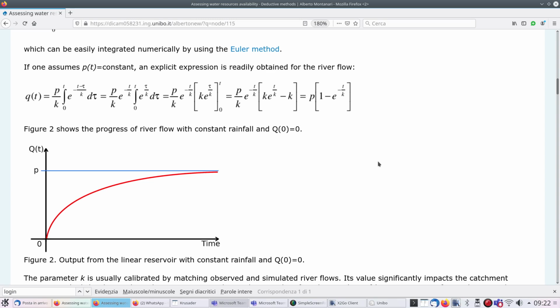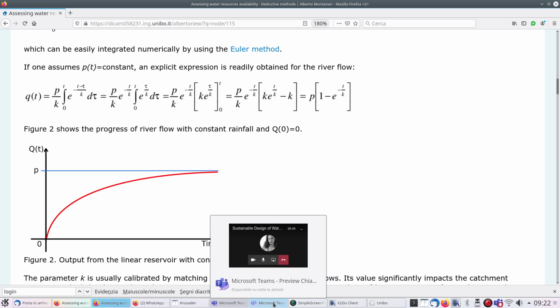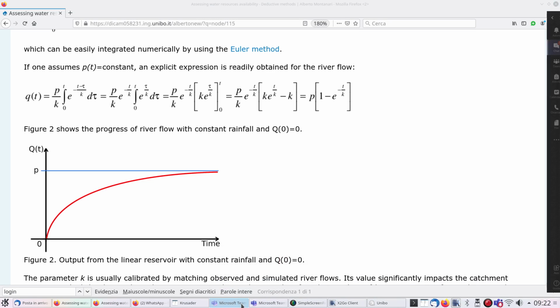Good. Now, this is a case of analytical integration, because we noted at the end of last lecture that the linear reservoir relationship can be integrated, and therefore we can get an explicit expression for the river flow. We can obtain this analytical relationship only if the rainfall is expressed through a mathematical relationship that is tractable, where tractable means that it lends itself to analytical integration. If rainfall is constant, as we said, we obtain a tractable relationship we can integrate analytically.